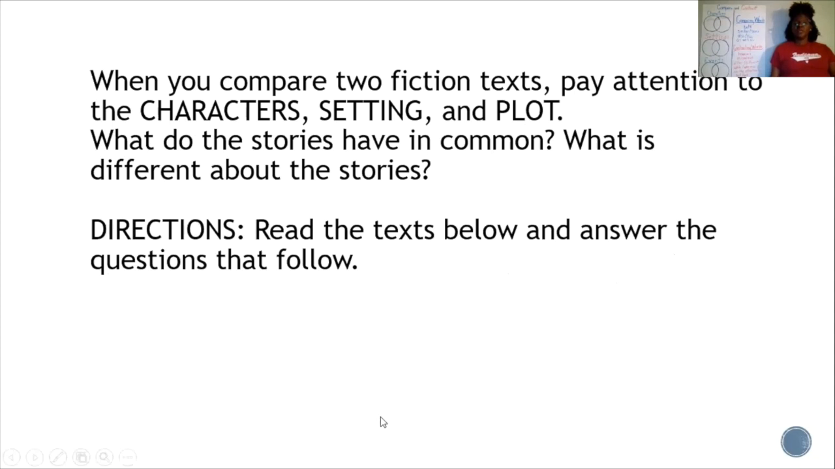So just a couple of questions that you can be mindful of while you are reading. Make sure you're honing in on the characters, thinking about the setting, as well as the plot of each story. If you would like to, it would be a great idea to jot down that information as you are reading the text. And our text does not have a title today, either one of them, so you can label them as text 1 and text 2.